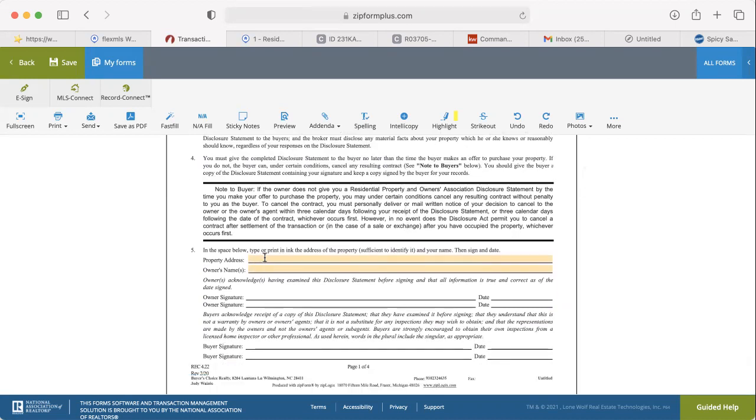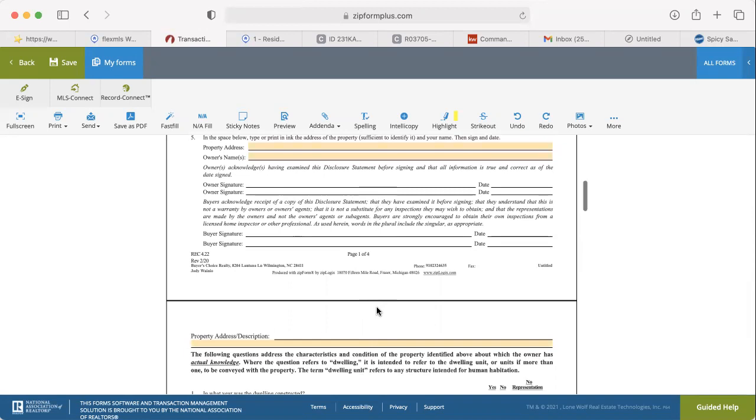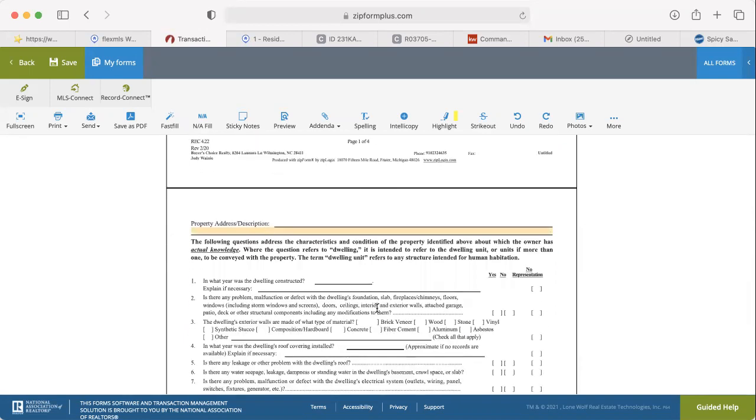So you would enter the property address here. The owner's names would go here. And then this is where they would sign it once they complete the information. So the Real Estate Commission puts this form out, not the Realtors Association. And there are a couple things that you need to know about it.